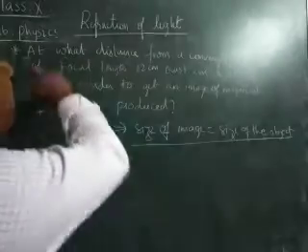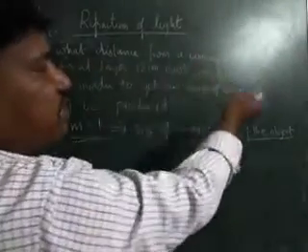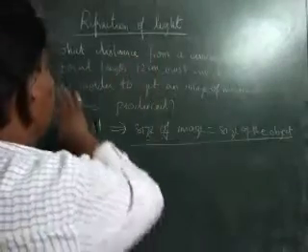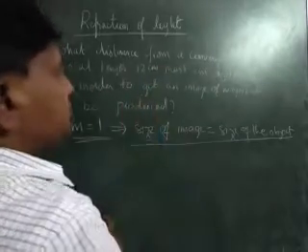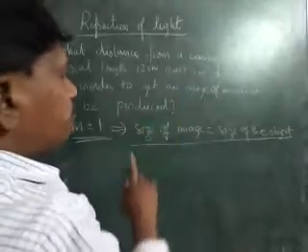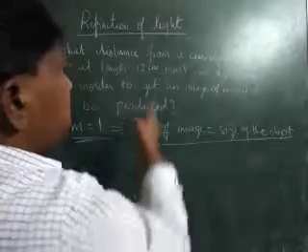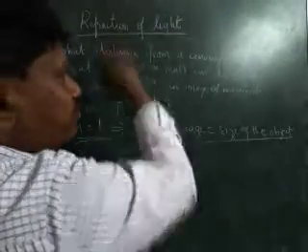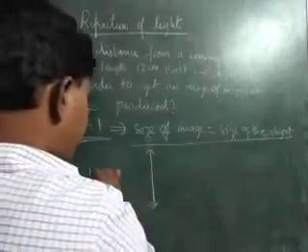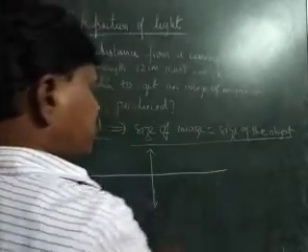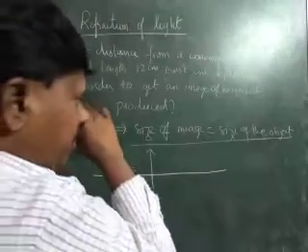Here, what is the question? At what distance from a converging lens? Converging lens is nothing but the convex lens. Of focal length 12 centimeter, where should the object be placed, he is asking. The object should be placed at a distance of 24 centimeter. Why? Because by drawing the figure we can say, or by solving the problem.